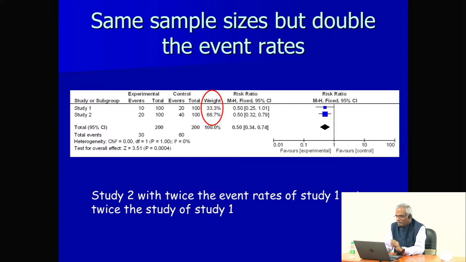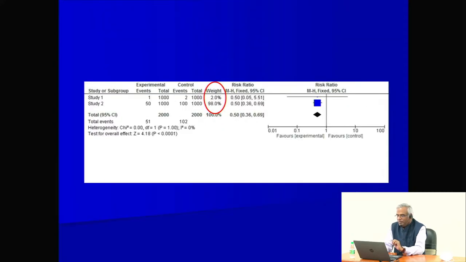So the example which I gave you, where 1,000 subjects were there in every arm in both studies, but the number of events were 1 versus 2 and 50 versus 100. If you do a meta-analysis, this is how it looks. You see, it gives only 2% weight to study 1 and 98% weight to study 2.